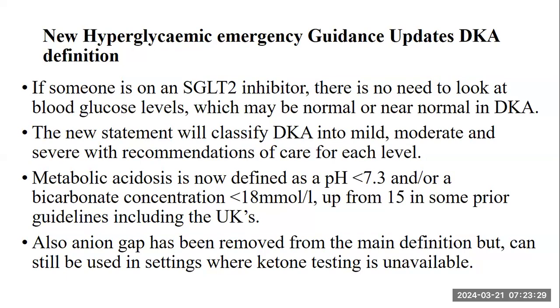Metabolic acidosis is now defined as pH of less than 7.3 and no more than 7.0, and/or bicarbonate concentration of less than 18 millimole per liter and not less than 15, up from 15 in the previous guidelines, including the UK's guideline. Also, anion gap has been removed from the main definition, but can still be used in settings where ketone testing is unavailable.